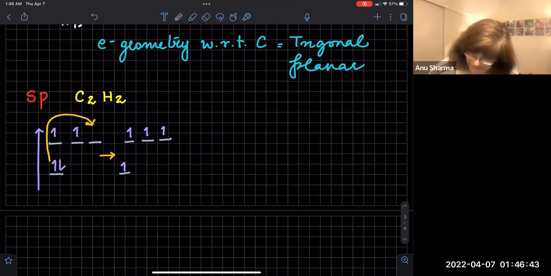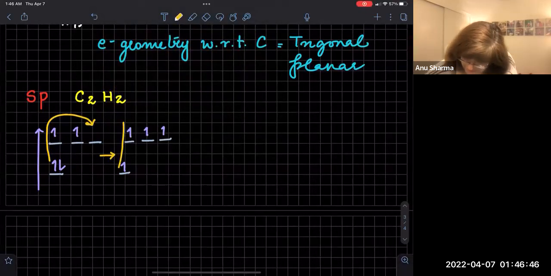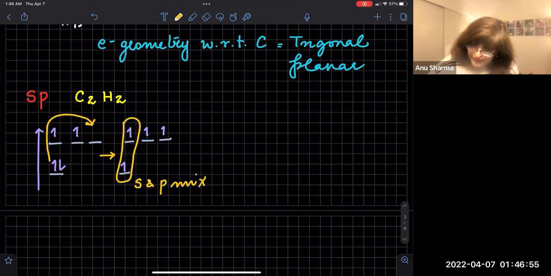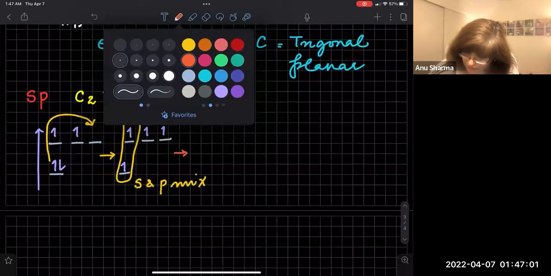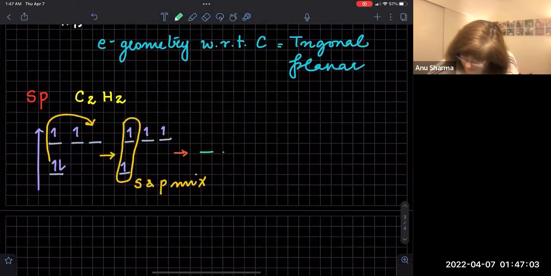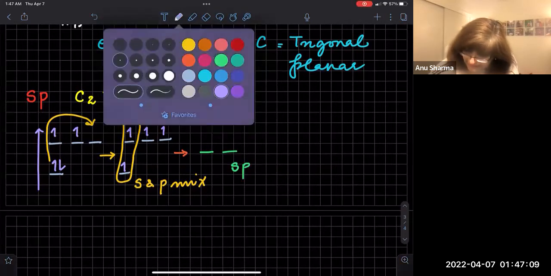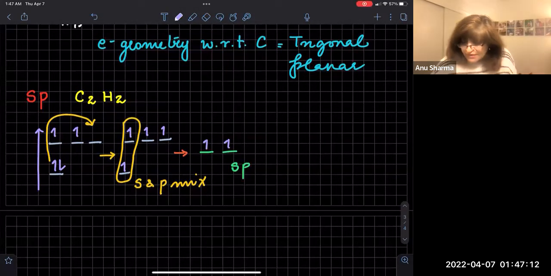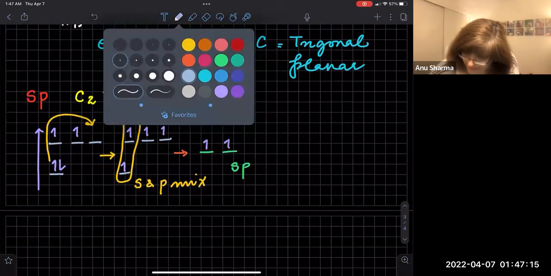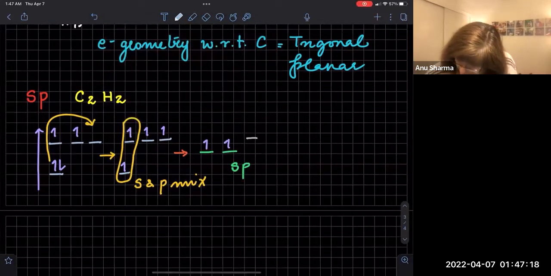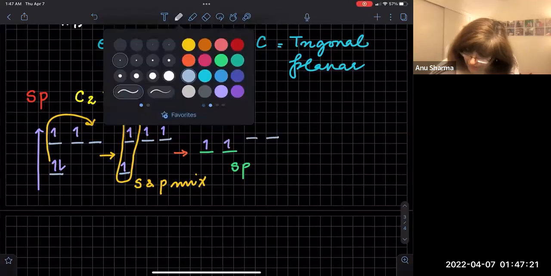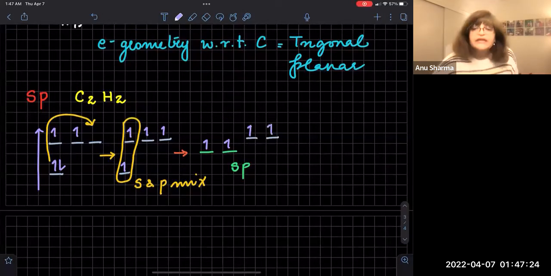Now what's happening here? In this case, 1 and 2 mix. So s and p mix, right? And what happens when s and p mix? Now we have new orbitals, the sp orbitals, and they still have one electron each. However, now we have two pure p's. These have not mixed and they remain where they are. Their energy levels are still higher and they are still holding one electron.